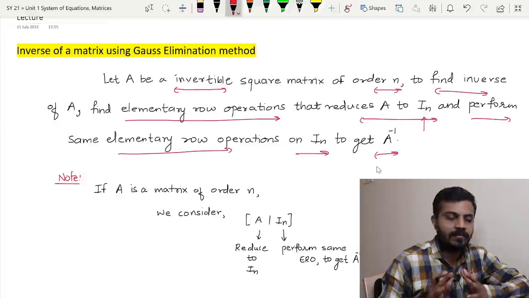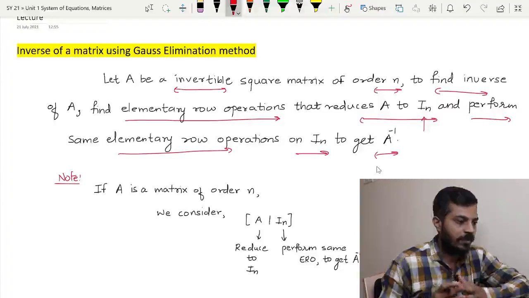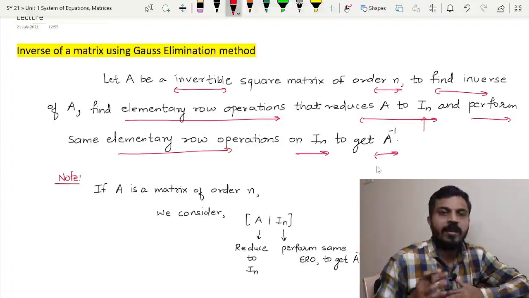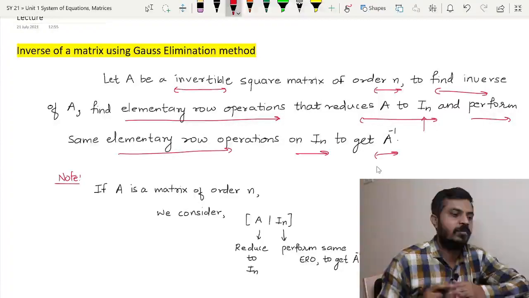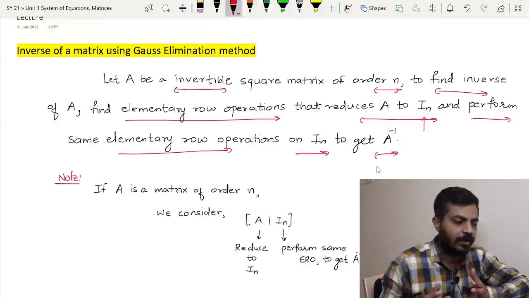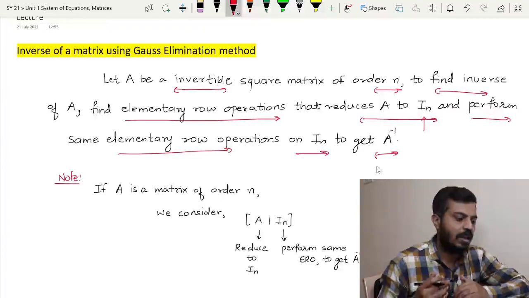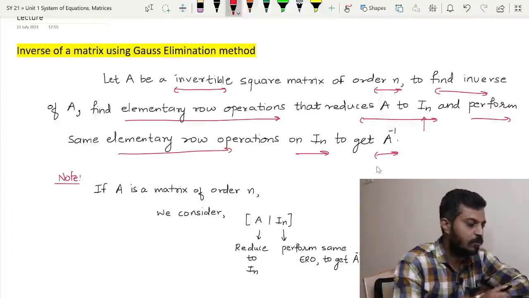Whatever matrix is given to us, first of all we will perform the elementary row operations and reduce that matrix to the identity matrix, and the same elementary row operations we will perform on the identity matrix, and then we will get what? A inverse. Now the question is how to proceed.